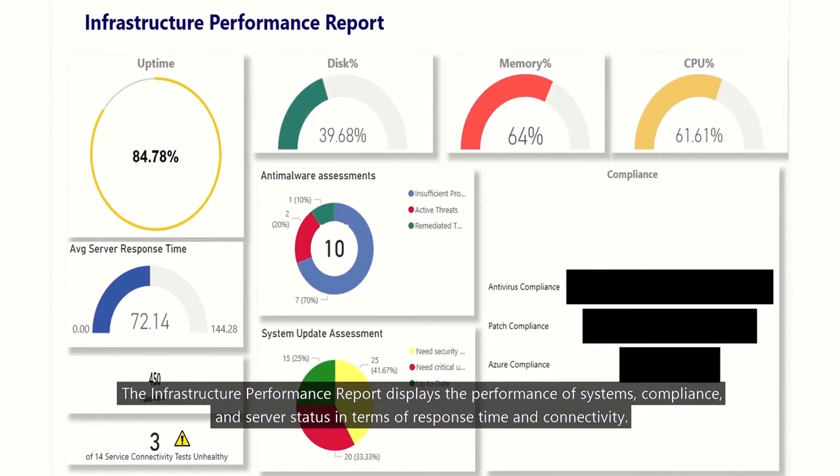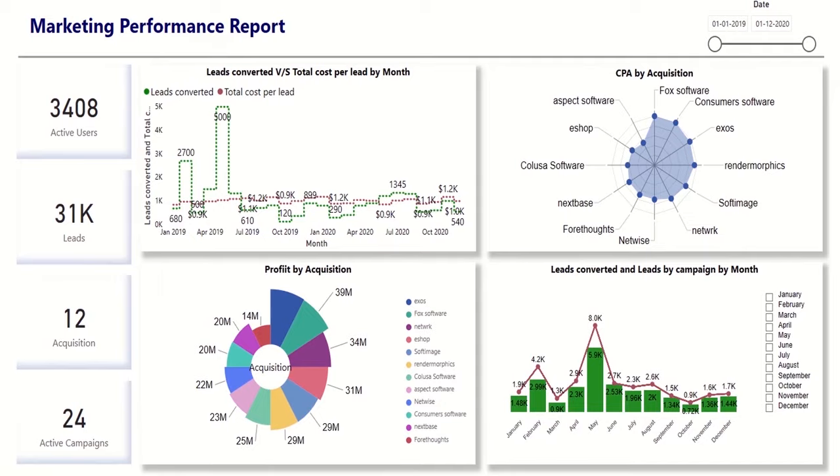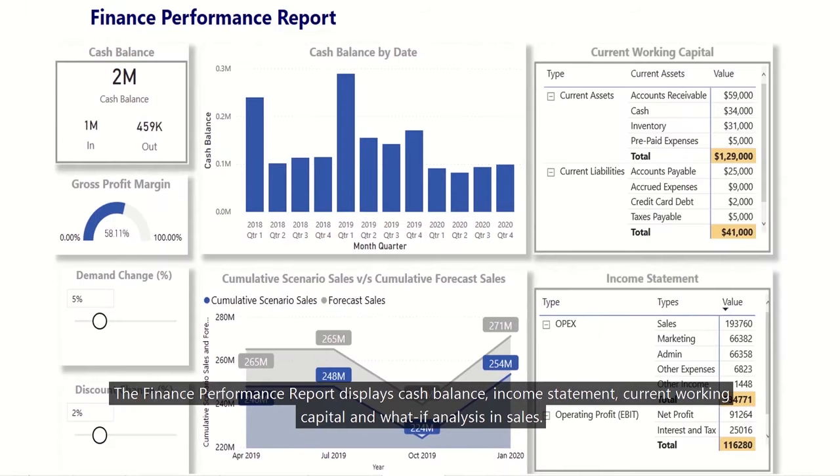The infrastructure performance report displays the performance of systems, compliance, and server status in terms of response time and connectivity. The marketing performance report displays the details of leads and acquisitions. The finance report displays cash balance, income statement, current working capital, and what-if analysis in sales.